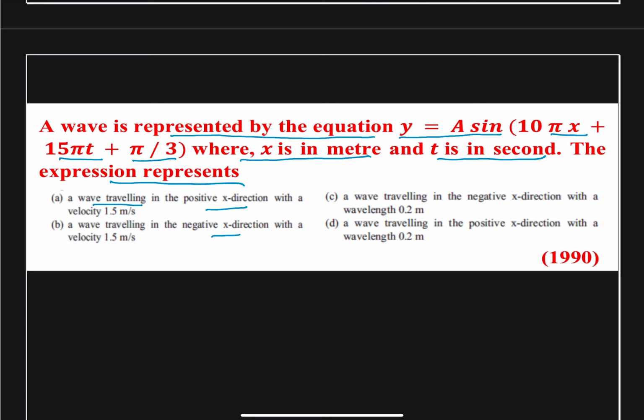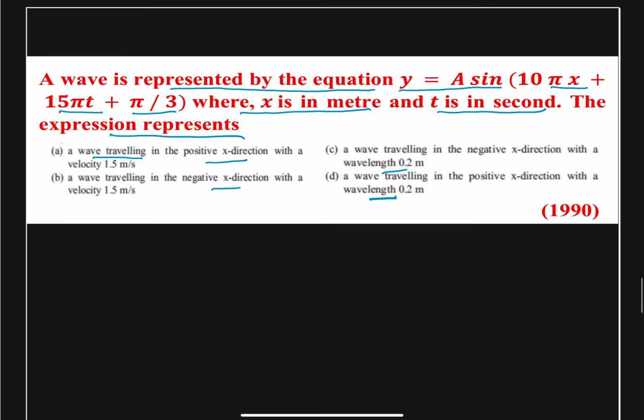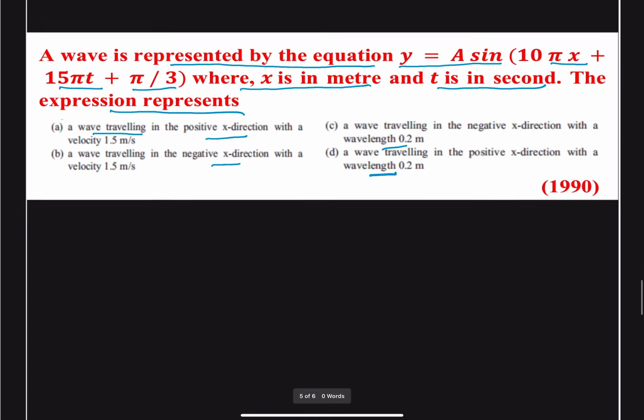and also we are going to find the wavelength. So basically we have to find out three things. First is the direction, another one is the wavelength, and the last one is the velocity. So we are going to make a comparison first of all between the given equation and the standard wave equation. So let us start with the standard wave equation.